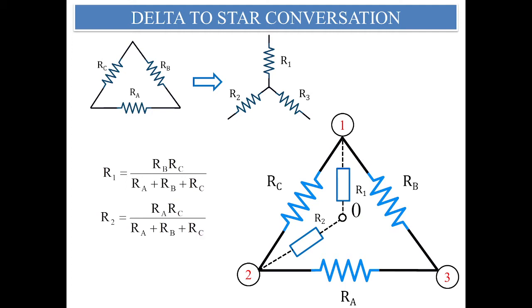Now we'll follow the same procedure to obtain the resistance between node 3 and 0, R3, whose value is nothing but RA RB by RA plus RB plus RC. So this is how we convert a given delta network to a star network. This is a shortcut technique which can be employed to solve any complicated problem.